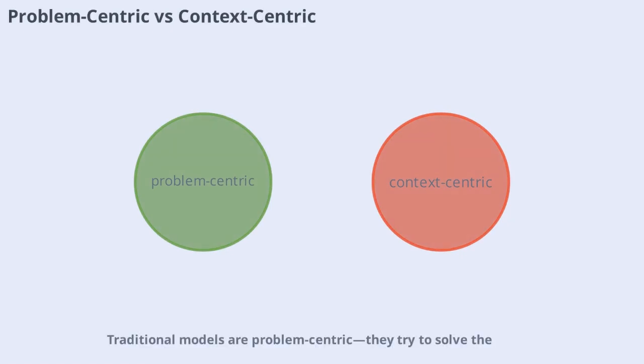Traditional models are problem-centric. They try to solve the task with whatever context fits in their window. RLMs, on the other hand, are context-centric. The context lives outside the model, and the model interacts with it through code. This means the model can focus on the problem at hand, using code to fetch, process, or analyze only the relevant parts of the data. It's a more flexible and scalable approach, especially for tasks that require reasoning across massive datasets or performing computations that would overwhelm a standard model.